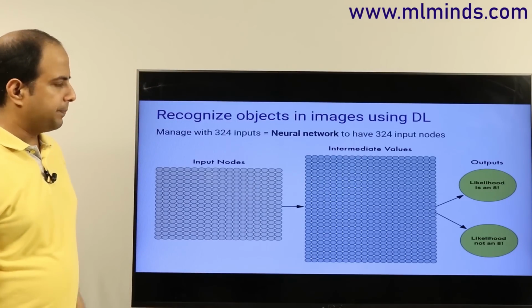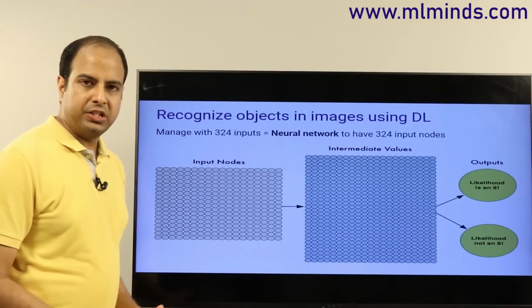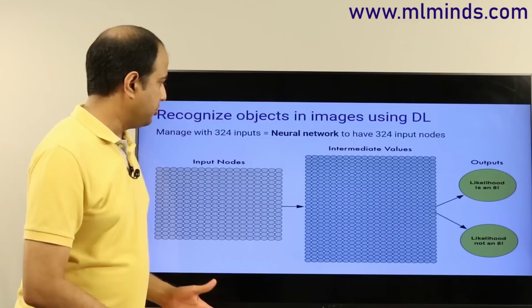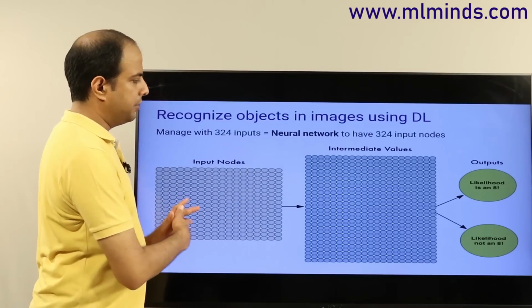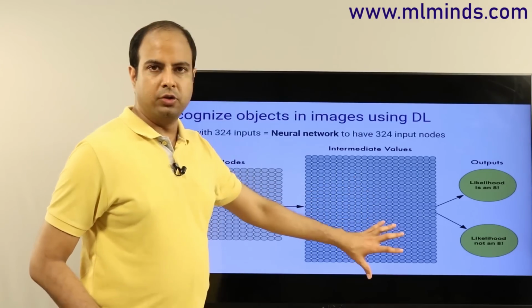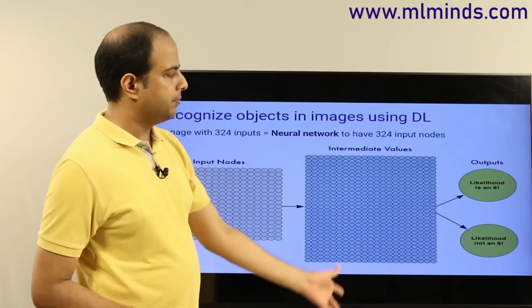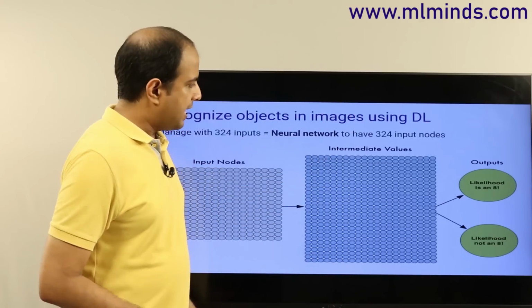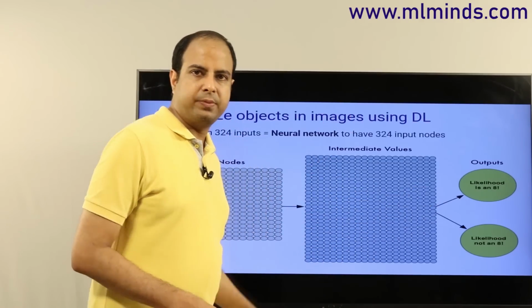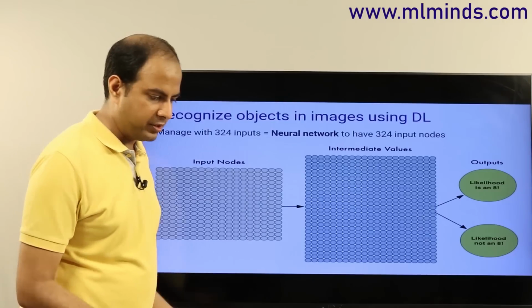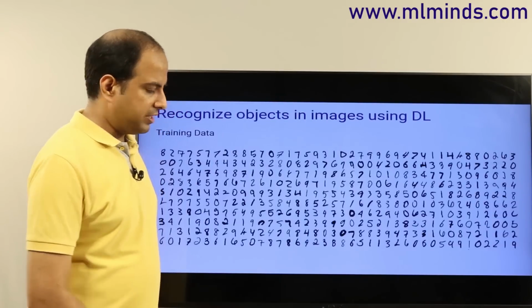Now, if you have a typical neural network, what you could do is to take these 324 inputs and pass them on to a hidden layer, which may have some size, maybe like 1000, and then at the end there's a single neuron which just predicts whether it is an 8 or not, something of that sort.